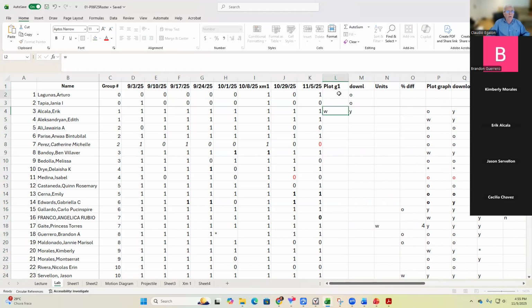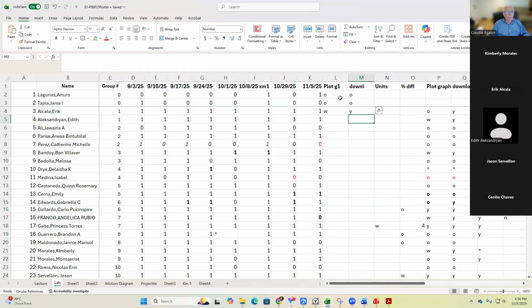Still working on graph 1. Next, Edith, did you manage to download your spreadsheet? Yes, I downloaded it and I'm just starting to plot them. Okay, so you're plotting graph number 1. Okay. Jawaria, is Jawaria there? No, Jawaria is not here. Next, Catherine. I don't see Catherine here either.